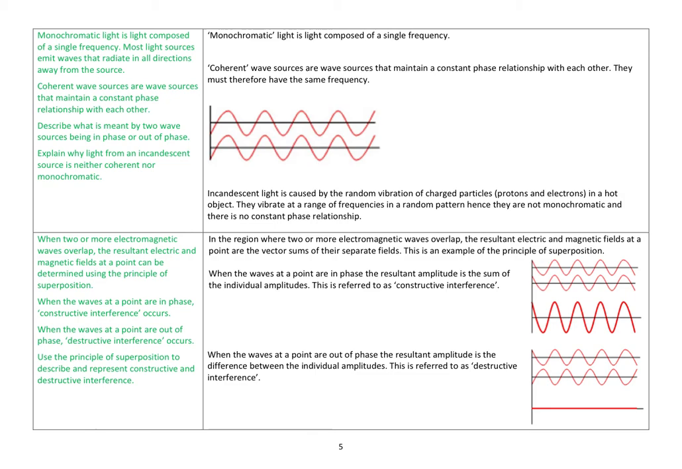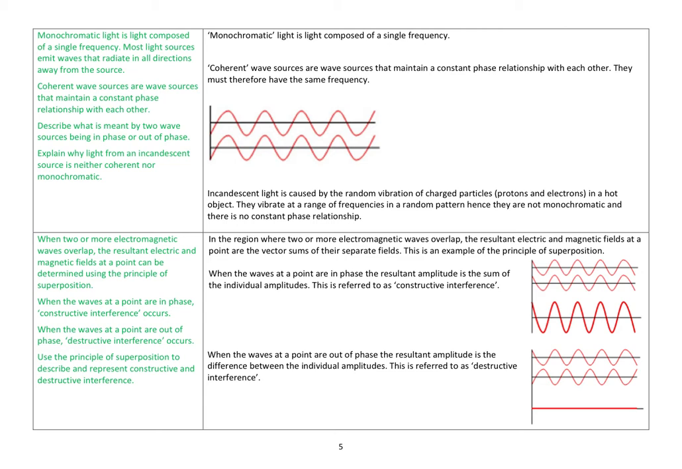So now we've established hopefully what monochromatic light is and what coherent light is. We want to look at what happens when we get the interference of light. And in particular, we want to gain an understanding about constructive interference and destructive interference. And these both rely on the principle of superposition. We've already looked earlier in the year at the principle of superposition.